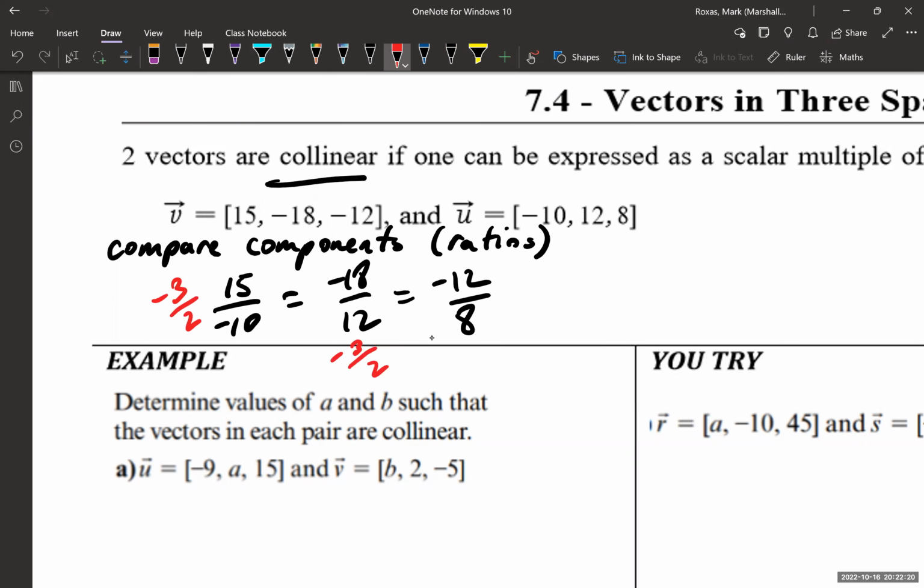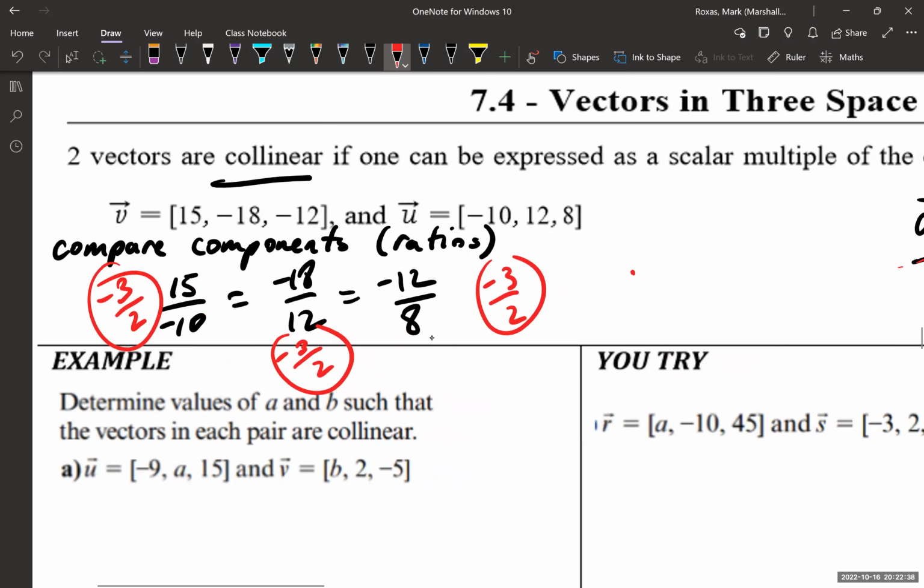And negative 12 over 8. If I divide the top and bottom by 4, I'll also have negative 3 over 2. So they are the same. They're all proportional to each other by a factor of negative 3 over 2. So I can say here that vector v equals negative 3 over 2 times vector u. Okay, so if one is a scalar multiple of the other, then yeah, they are collinear.